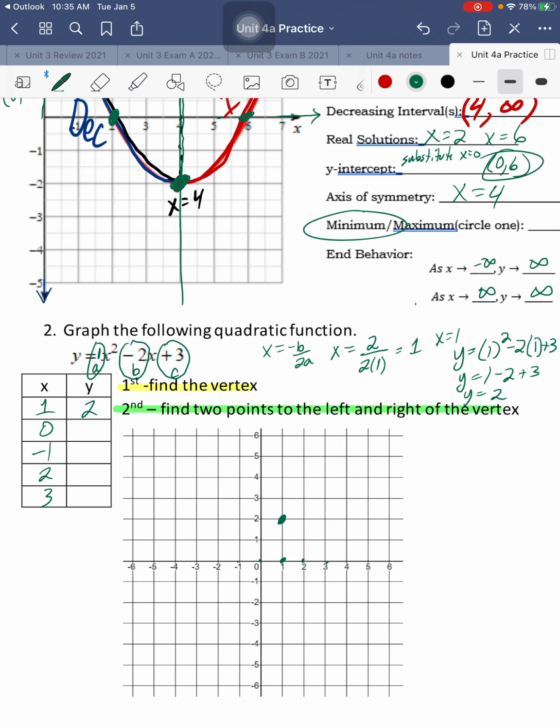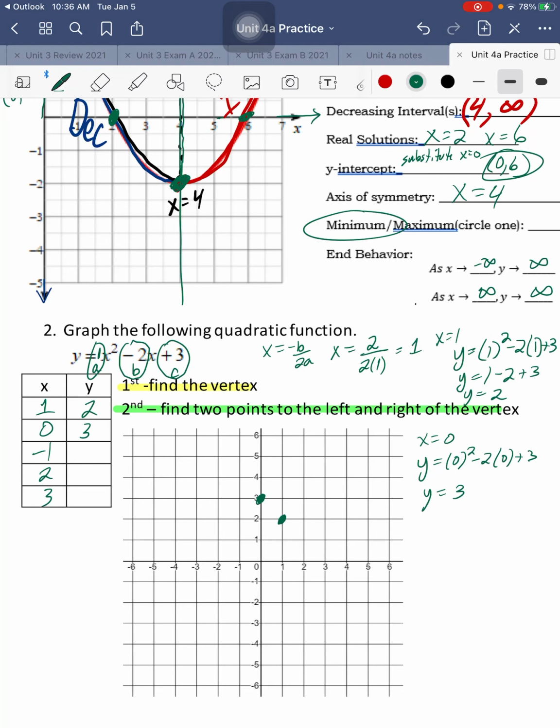So now let's substitute these in. If I substitute x equals 0 into the function, it's 0 squared minus 2 times 0 plus 3, and that's going to end up being 3. So 0, 3. Let me see the points down here. So 0, 3. And we know that they're symmetrical.